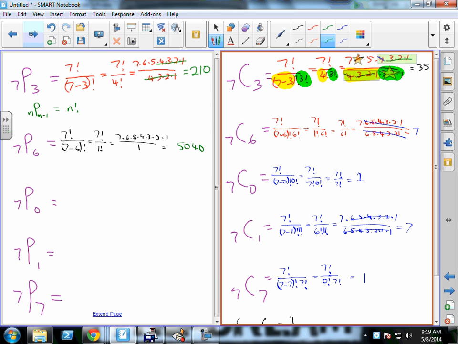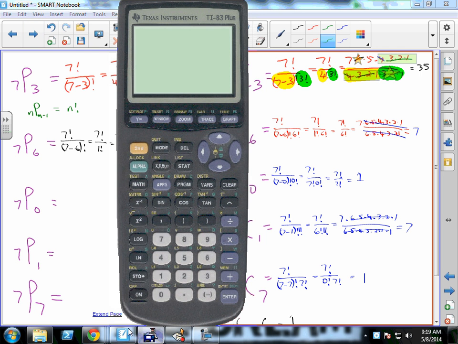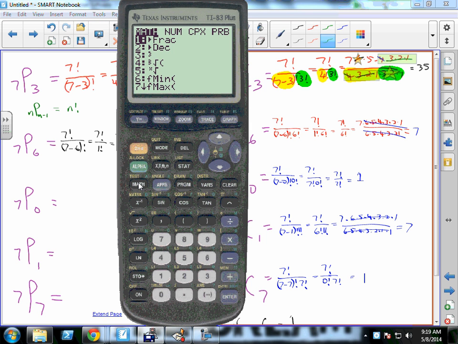Watch this. On the 83 and the 30, you've got to put n in first. 7. So where do we go to get the factorial? Math, thank you. And then probability. So here's my permutation. 7 permuted 6 ways is 5,040. 7 permuted 0 ways is 1.